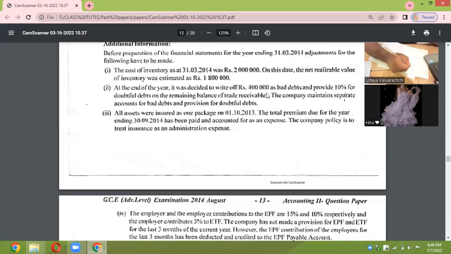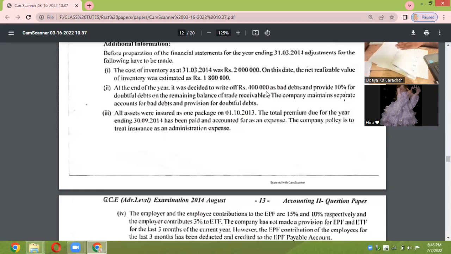The total premium due for the year ending 13th of September 2014 has been paid. That means exactly one year. And accounted for as an expense.